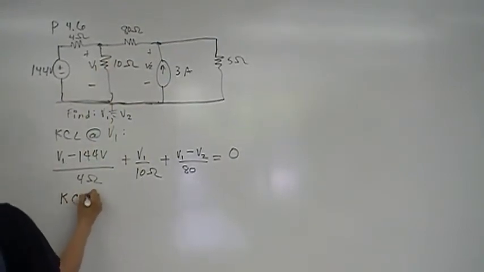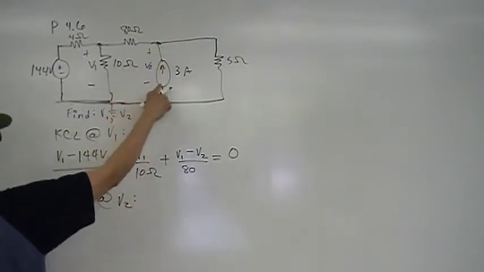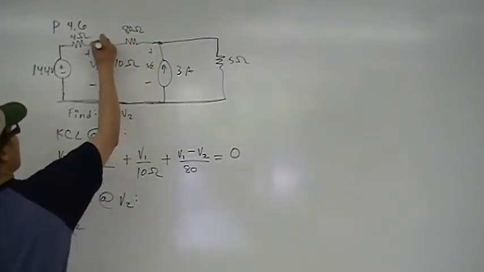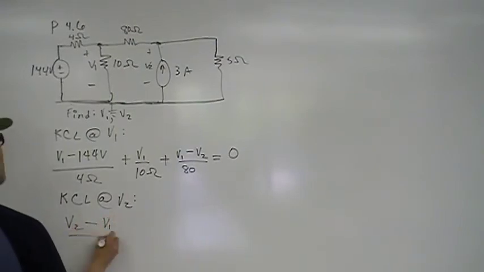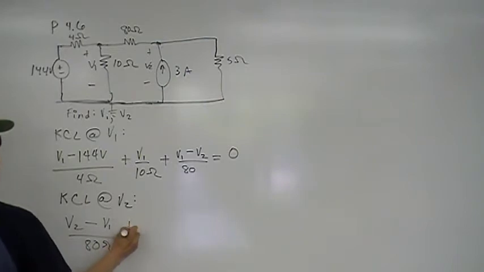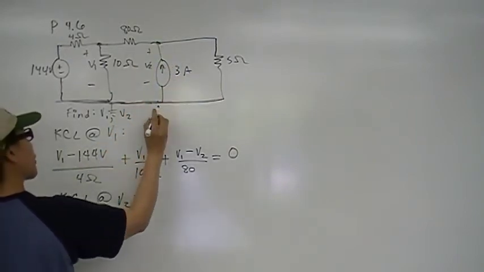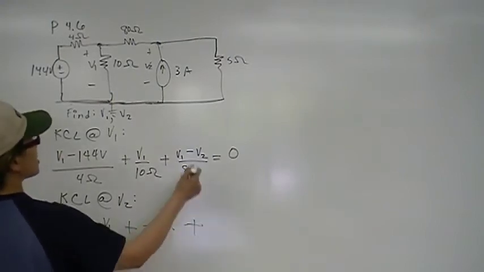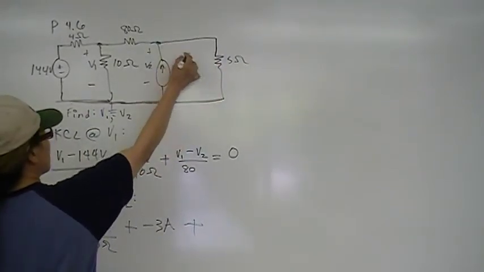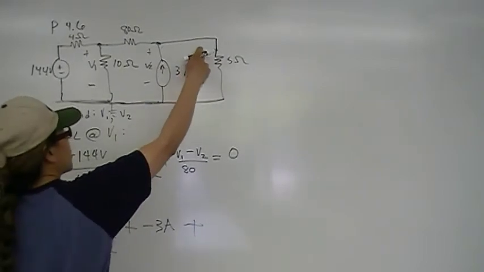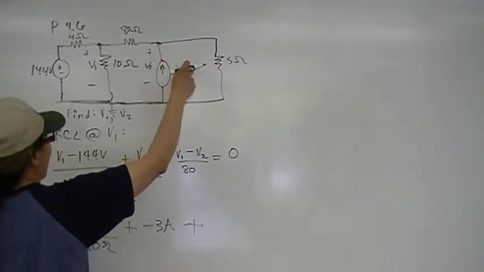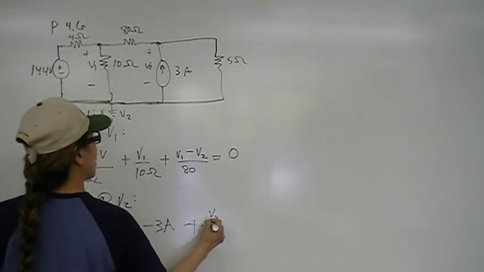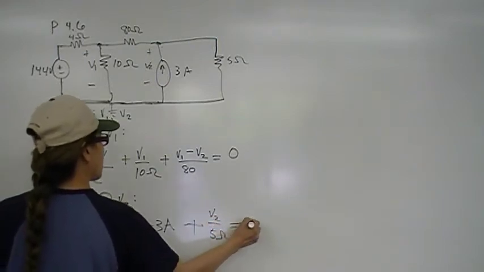So now we do KCL at V2. That's going to be V2 minus V1 over 80, plus, with the current going into the node, negative 3 amps, plus this branch here. What is that branch current? This resistor is in parallel with the other resistor, so it has the same voltage drop. Since I is equal to V over R, this branch current is V2 over 5 ohms, and the sum of that is equal to 0.